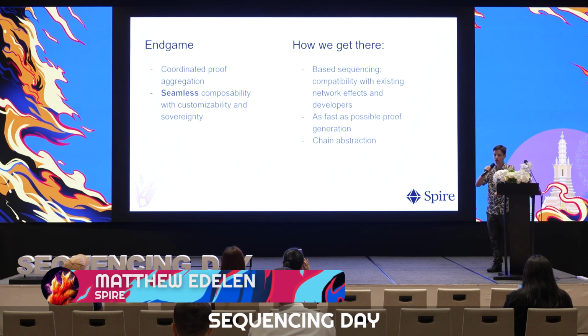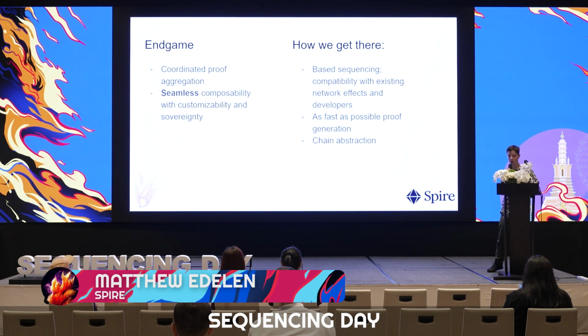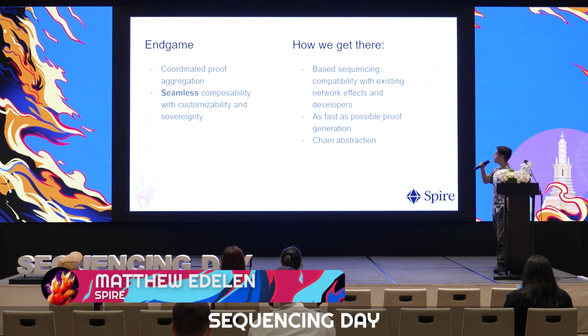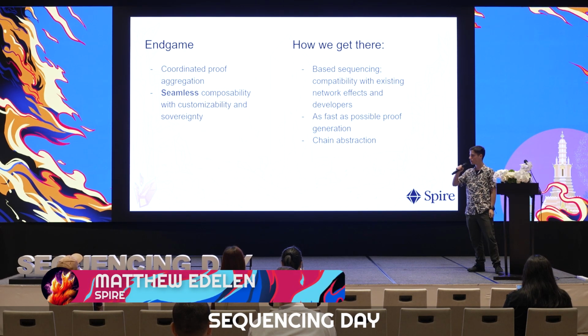I believe base sequencing is an important step, at least while Ethereum layer 1 has such a strong network effect that we talked about in the beginning of the presentation. And building straight up compatibility with existing network effects, of course, and developers. That's a key part of base sequencing. If we don't have that, then I think base sequencing is pretty much pointless.